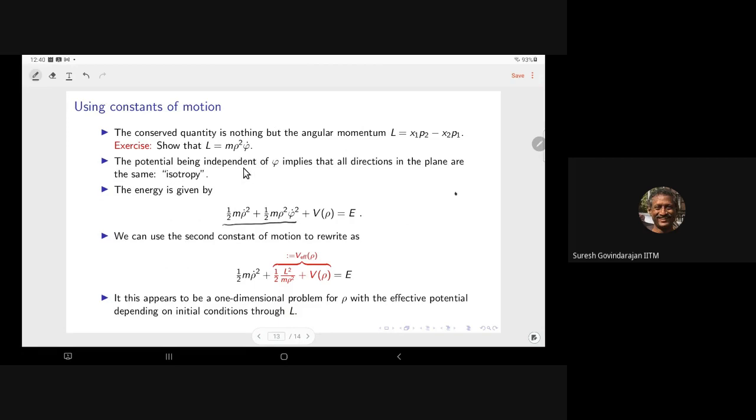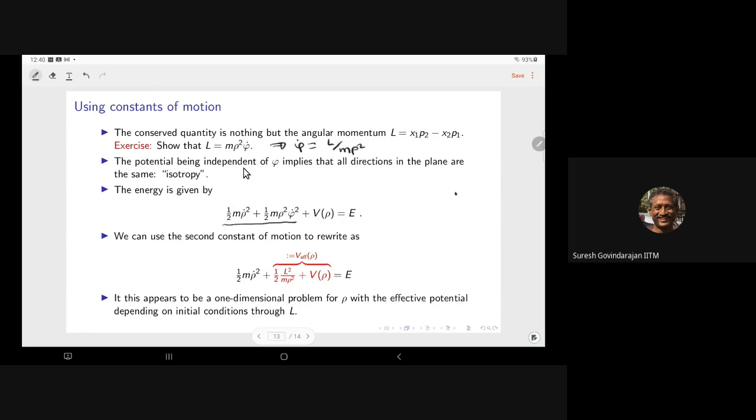But now comes the interesting thing: if you see here, we can trade phi dot for L. This implies L is a constant of motion like E. If you replace every occurrence of phi dot, phi dot squared will be the square of this thing. So what we get, when we trade phi dot for L, is half m rho dot squared, which is there, but this term now becomes just some function of rho, L squared upon m rho squared, plus V of rho.